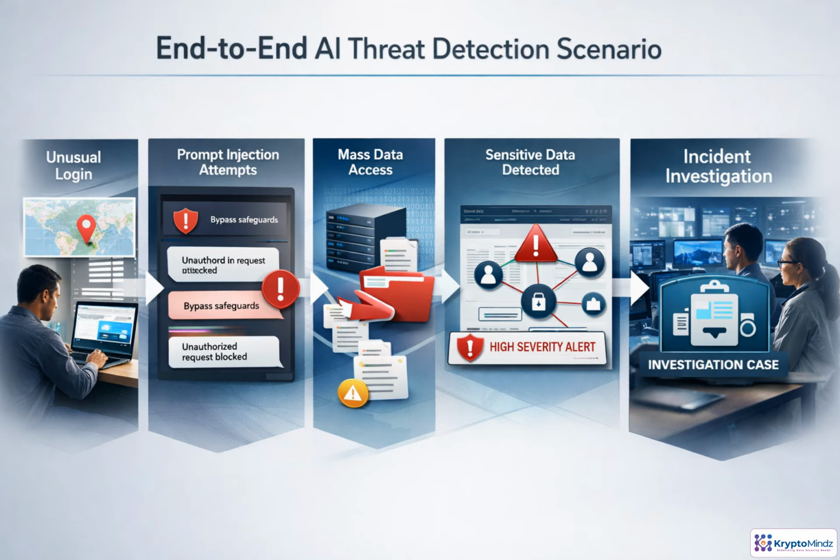Here's how weak signals become a real incident. A risky sign-in alone may not prove compromise. Prompt injection attempts add context, especially when guardrails start blocking bypass language. The same session then pulls unusually large volumes from a sensitive index. If DLP finds confidential data in output or export activity, the SIEM can correlate everything, raise severity, enrich the user and resource entities, and open an investigation playbook for analysts.